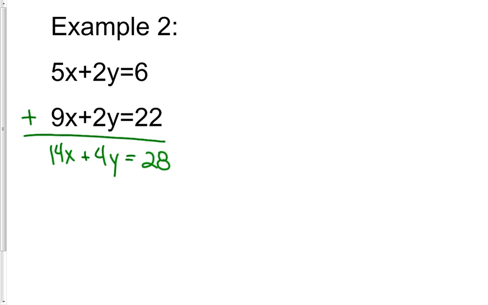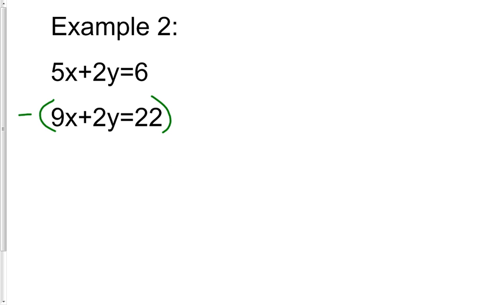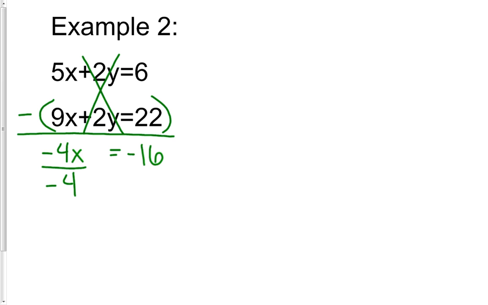Well, remember what I said in the first example, we don't have to add, we could also subtract. So if we take this second equation and we subtract it from the first, 5x minus 9x is negative 4x. 2y minus 2y cancels out. And 6 minus 22 gives me negative 16. Now all my y's cancel out just like the first one. Divide both sides by negative 4, gives me x is equal to 4.